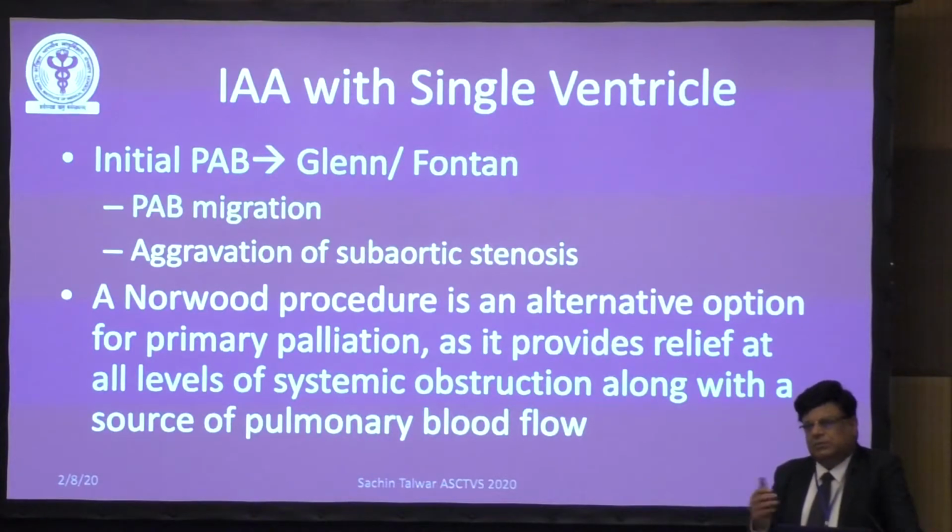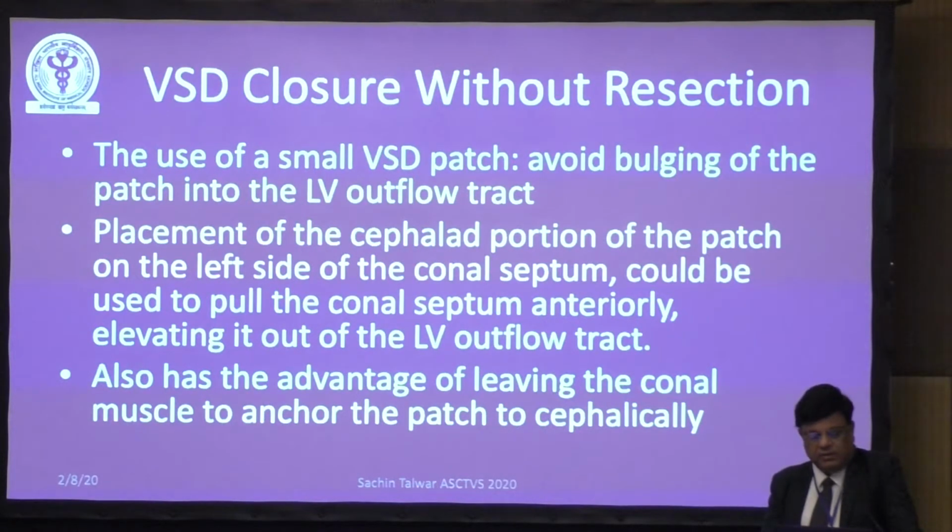So the other school of thought would argue that you do the Norwood operation, because the Norwood type of operation can take care of all the levels of the obstruction. It can take care of the subaortic tissue, and it can take care of the valvular level, and all the levels at the level of the arch. So with the Norwood operation, all of these can be eliminated. Then if you close the VSD without the resection, the thing is to use a small VSD patch.